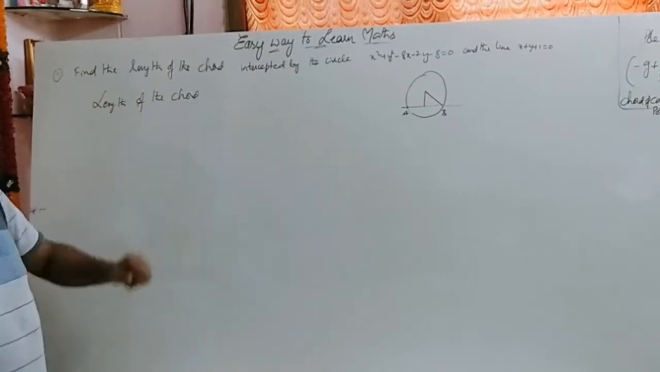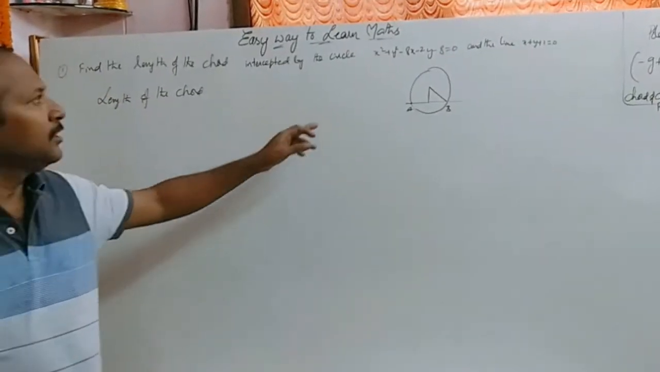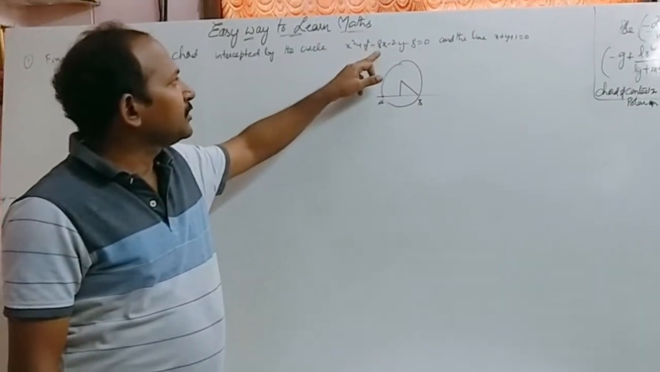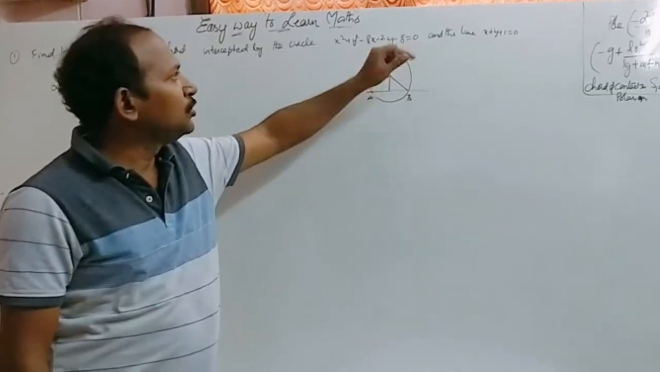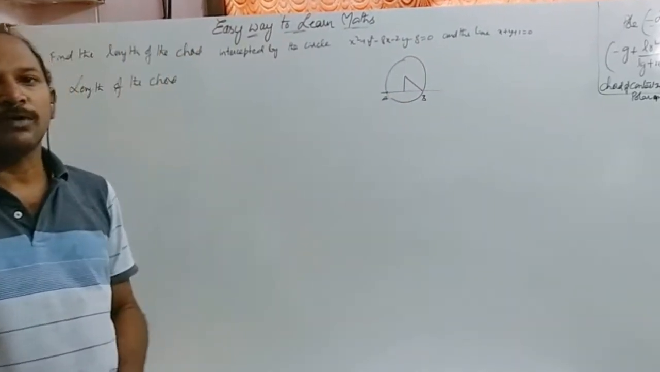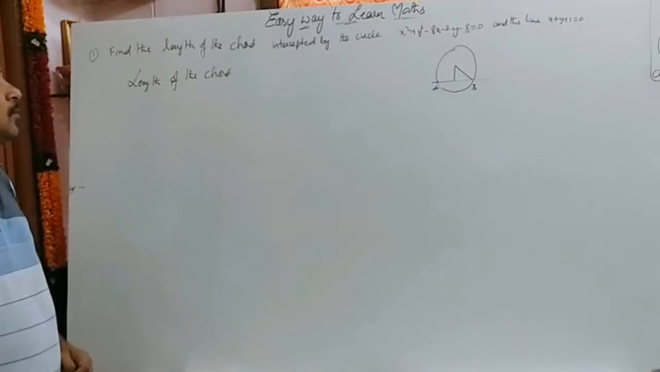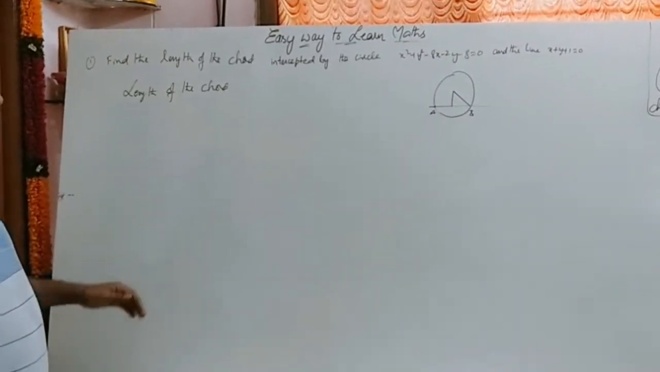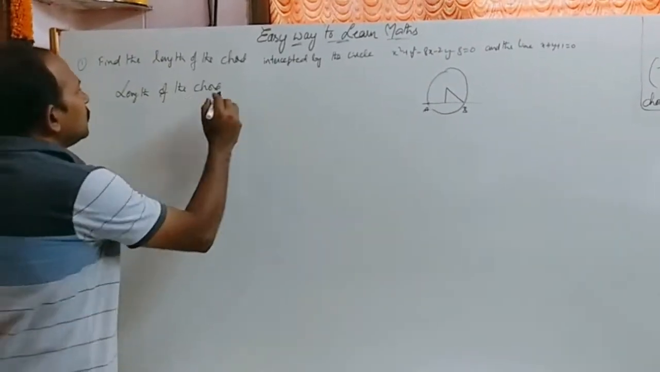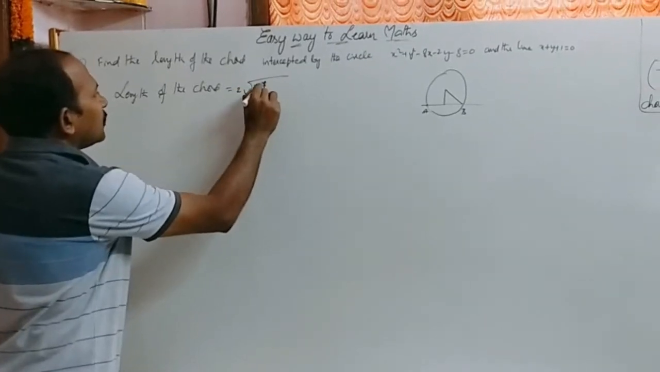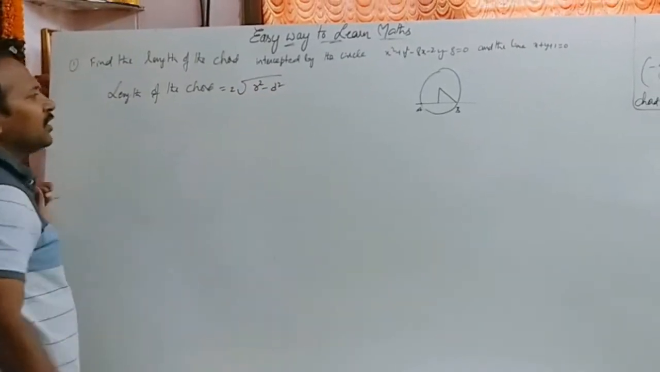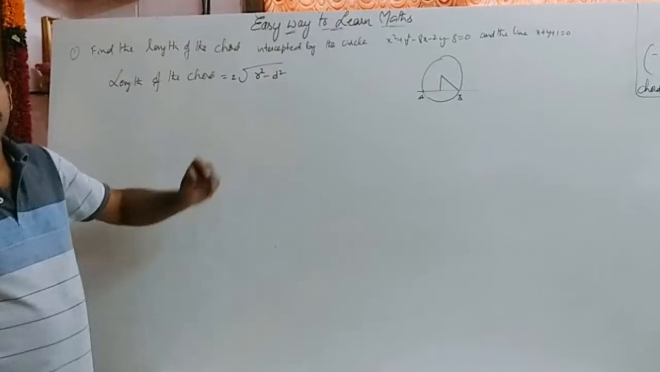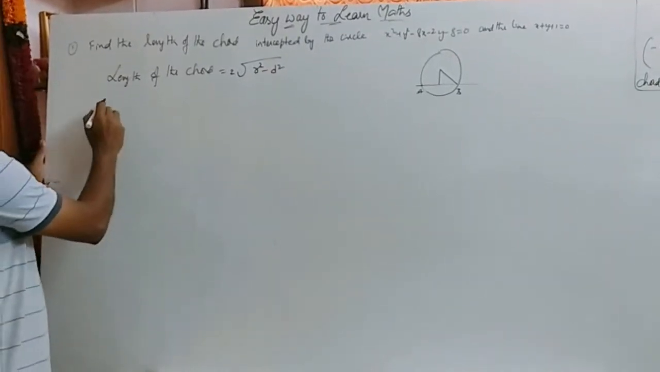Find the length of the chord intercepted by the circle x square plus y square minus 8x minus 2y minus 8 equal to 0 on the line x plus y plus 1 equal to 0. Now we have to find the length of the chord. The formula is 2 into root of r square minus d square. We have to find the values of both r and d.